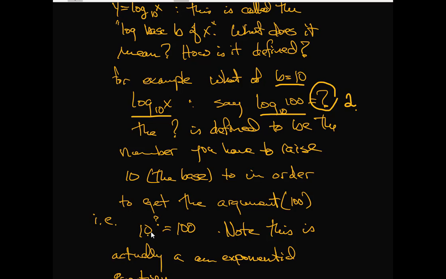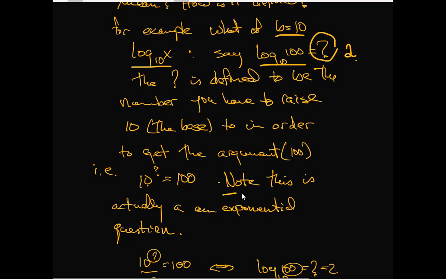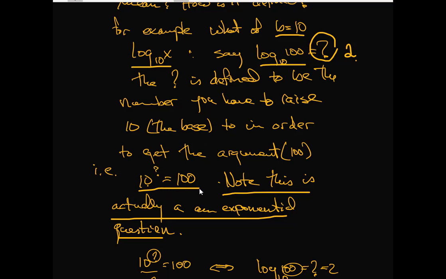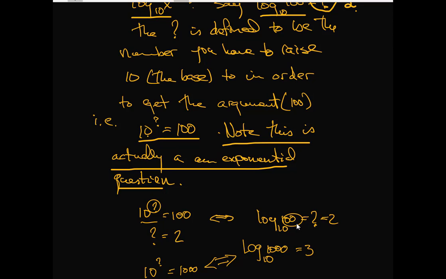Okay, so because of this, what do you have to raise 10 to get 100? And the answer is 2. Note that this is actually an exponential question, right? So the log base 10 of 100 is some kind of exponential question. It's this question here: the log base 10 of 100 equals what is 10 to the what equals 100? Of course, the answer is question mark equals 2.